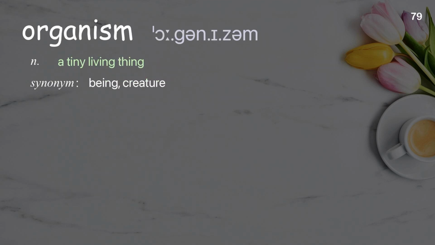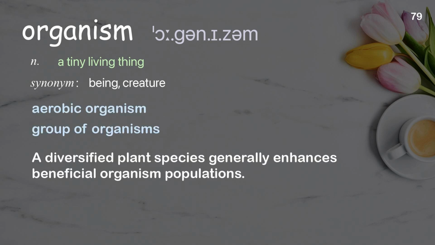Organism: A tiny living thing. Examples: Aerobic organism. Group of organisms. A diversified plant species generally enhances beneficial organism populations.